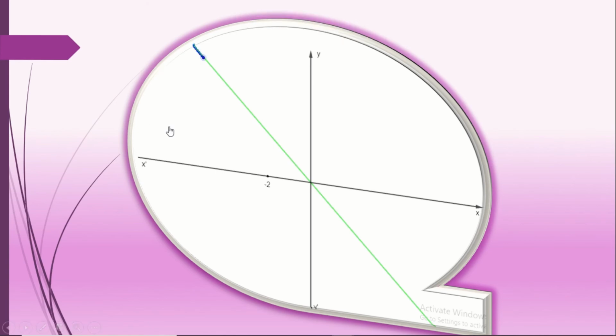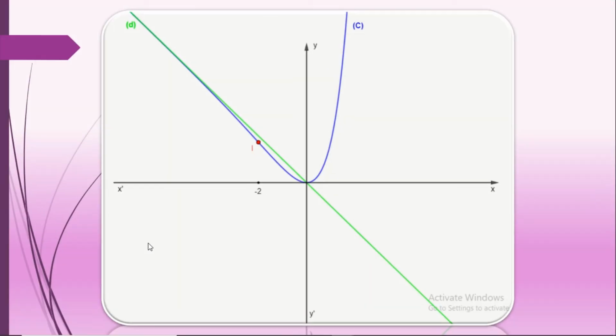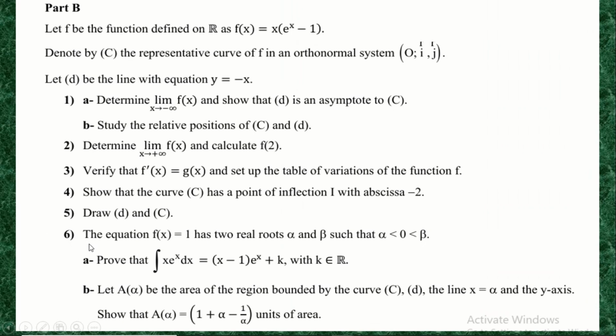Now we start drawing the curve. As you see here, it will decrease towards 0 and then increase towards plus infinity. So here we have drawn the curve C and the straight line D. The equation f of x equal 1 has two real roots, alpha and beta, such that alpha is less than 0, less than beta. Now prove that the integral of x e^x dx is equal to (x minus 1) e^x plus k, with k belongs to R.